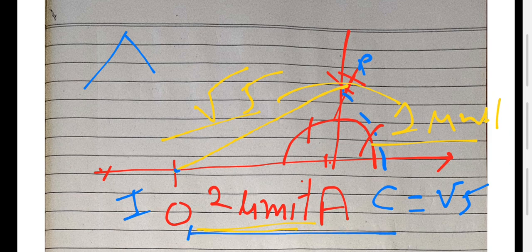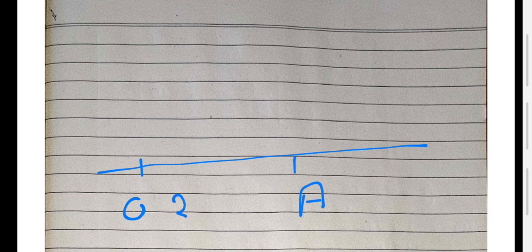From 0 to this point C, it is root 5. So once again I am going to explain in short so that it becomes clear for you. First you draw a line, take a point O and take a point A at a gap of 2 units. 2 units means you can take 1 centimeter or 1 meter, or you can take 2 centimeters as 1 unit or 3 centimeters as 1 unit. If you take 2 centimeters as 1 unit, it means you take 4 centimeters here.